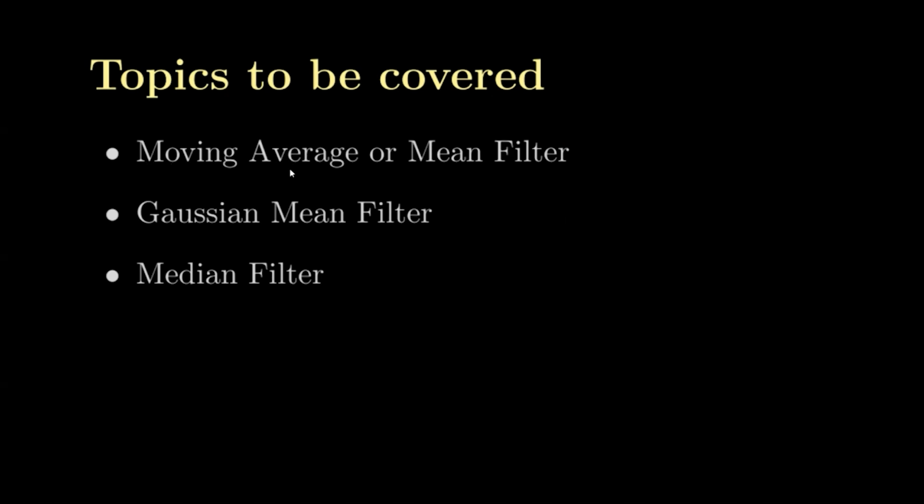The three filters we will cover are the moving average filter, the Gaussian mean filter, and the median filter. Let's begin with the first one. The moving average filter, also known as the mean filter. As the name suggests, it is a moving filter, which means it slides over the noisy signal and takes the average of the samples it covers in order to smooth out or remove noise.